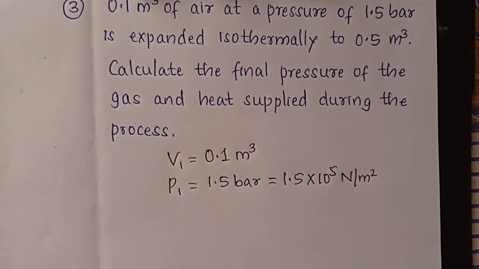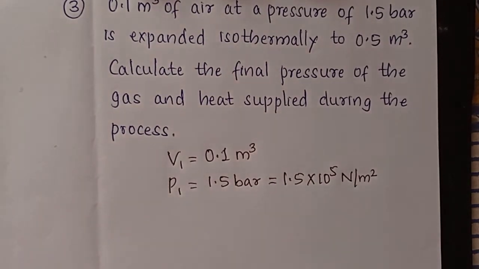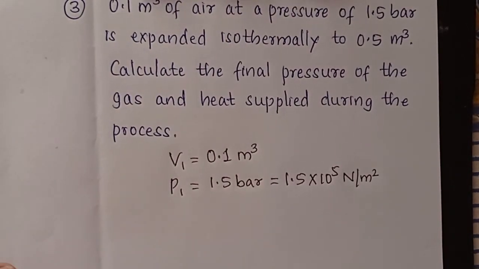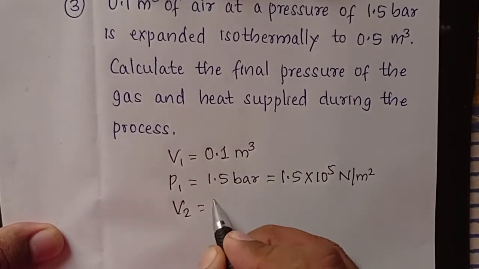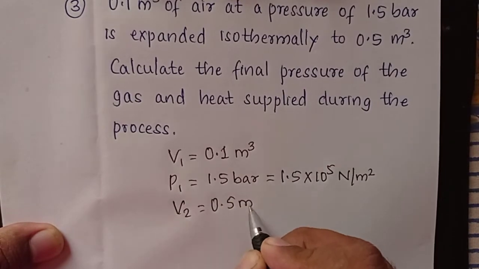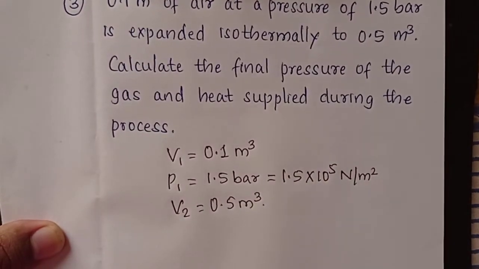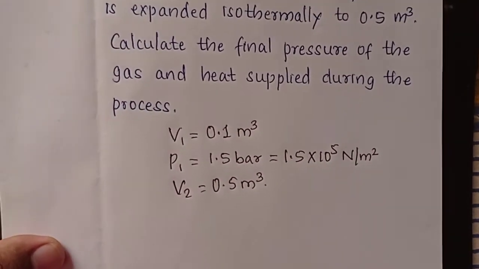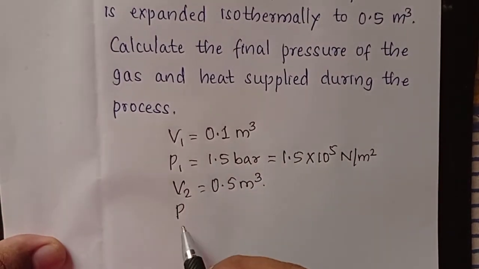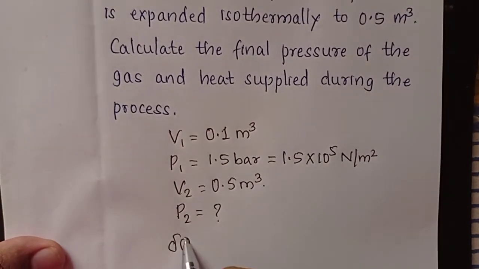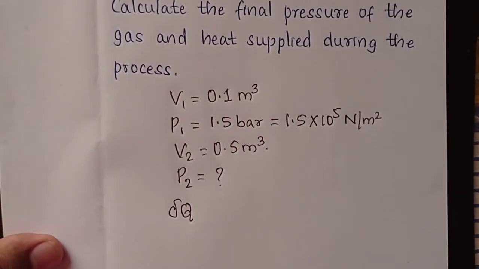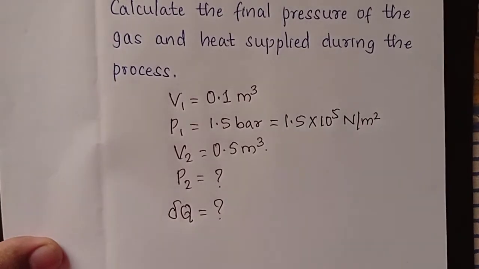So the problem is on constant temperature, or isothermal process. I repeat, the problem is on constant temperature, that is isothermal process, to a volume of V2 equal to 0.5 meter cube. Then what we need to find out? We need to find out the value of P2, as well as we need to find out dou Q, that is heat supplied during the isothermal process.